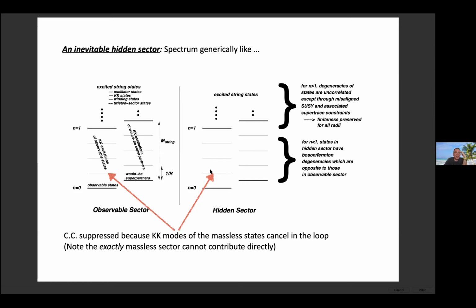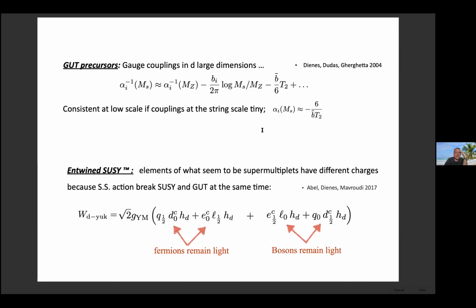And if you look at why the cosmological constant is suppressed, it's a cancellation between modes in the Kaluza-Klein towers of the hidden sector and the visible sector. So this has a net fermion number, and this has a cancelling net boson number. And so it's that cancellation that's making this compactified Casimir energy contribution small. So that's the first conclusion. There were 2 other ones.